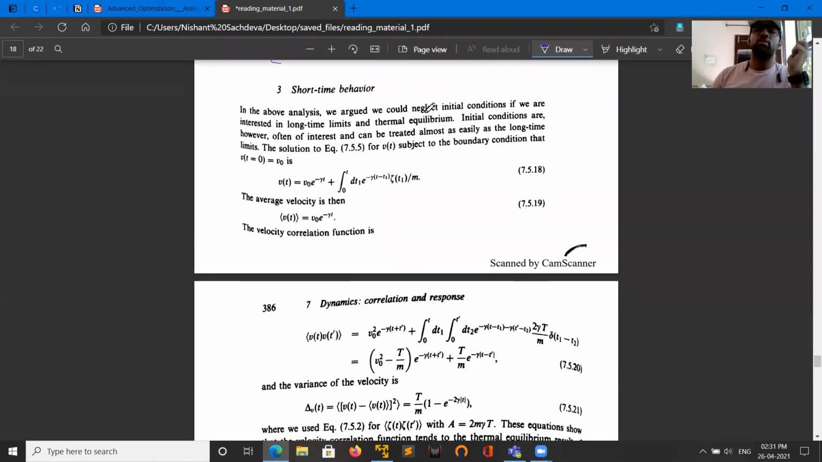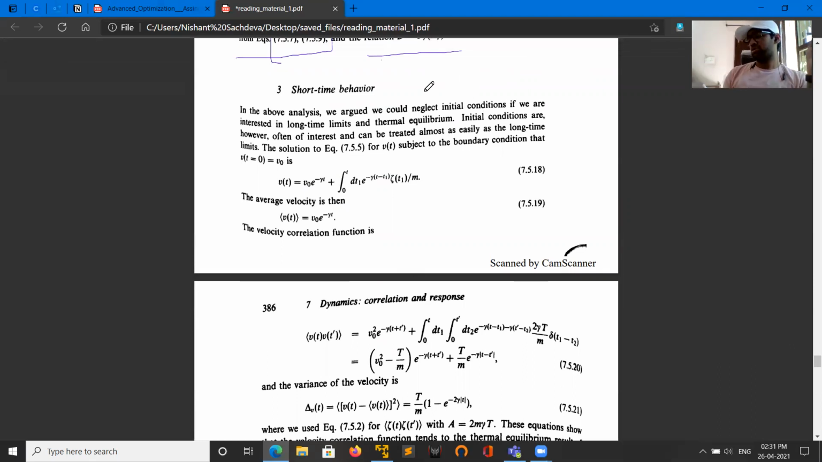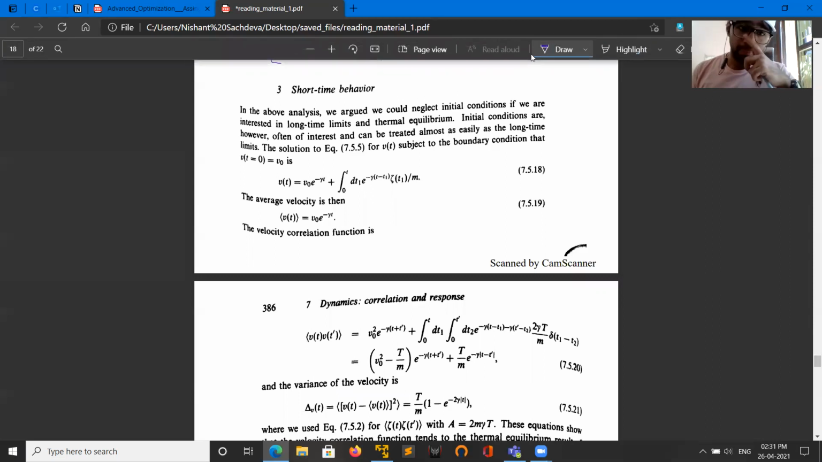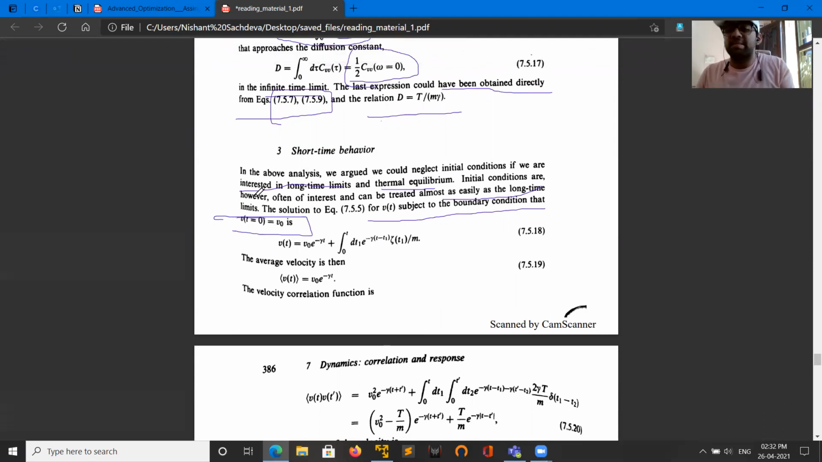Now, we're going to talk about short-term behavior. What we said earlier was long-term: there is no link between the initial velocities and the steady state conditions. Now, we'll see the short-term behavior. In the above analysis, we argued that we could neglect initial conditions if we are interested in the long-term limits and thermal equilibrium. Initial conditions are, however, very often of interest and can be treated almost as easily as the long-term limits. The solution to equation 7.5.5 for v(t), subject to the boundary condition that v(0) equals v naught, the initial velocity, is v(t) equals v naught e to the power minus gamma t plus an integral over time t.